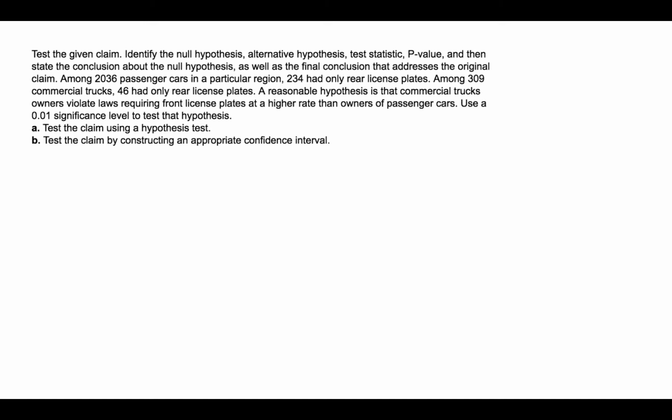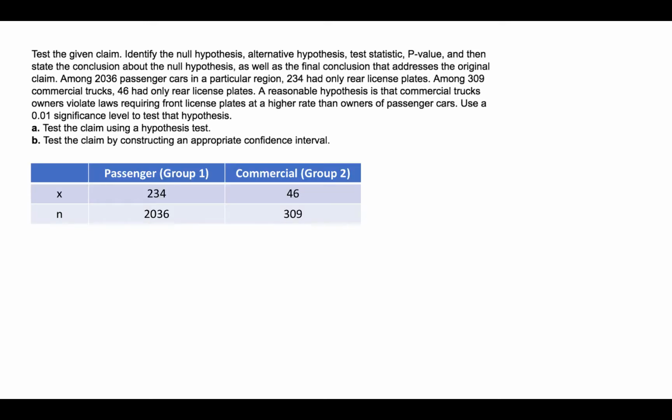A reasonable hypothesis is that commercial truck owners violate laws requiring front license plates at a higher rate than owners of passenger cars. Use a 0.01 significance level to test that hypothesis. In the A part, we are to test the claim using a hypothesis test, and then in the B part, test the claim by constructing an appropriate confidence interval. So we should begin by organizing the information that we are given in the problem.